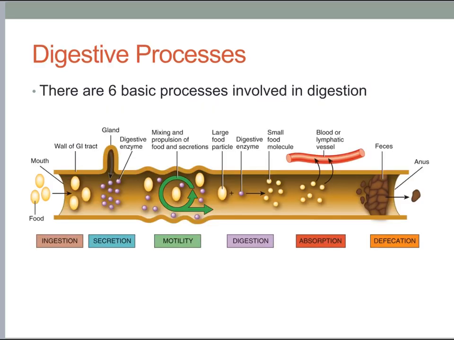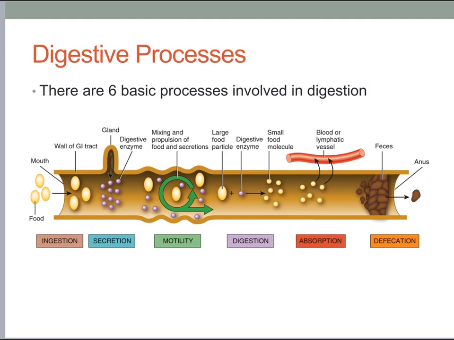When we look at the overall process of digestion, we can break it down into six basic processes. The first is ingestion. Food is going to move into the mouth. We're going to get a series of secretions, so glands that are going to secrete digestive enzymes. That's going to help break down the products of this food. We get motility, so mixing and propulsion of food and secretions. We talk about wave-like peristaltic contractions and circular contractions.